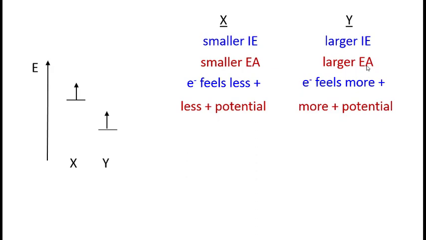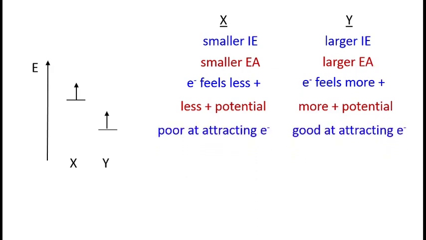Whether we talk about the positive charge that's felt or the potential, if you're more positive, you will be better at attracting electrons. So compared to one another, X will be poor at attracting electrons, while Y will be good at attracting electrons. The idea here is that if we have a measure of potentials, that will tell us about where the electrons would prefer to go.